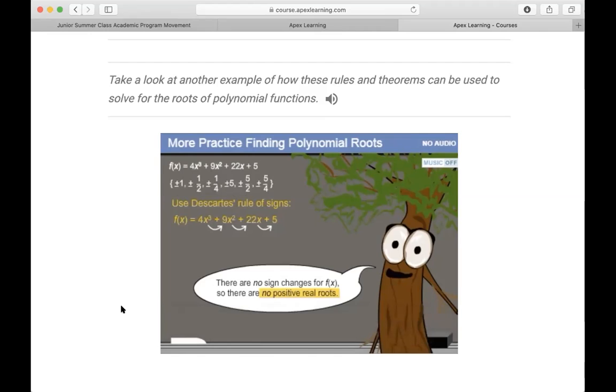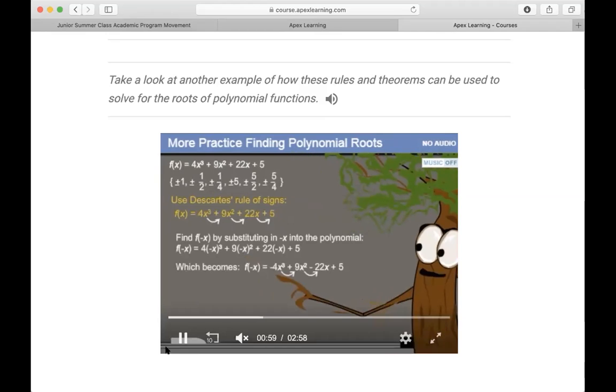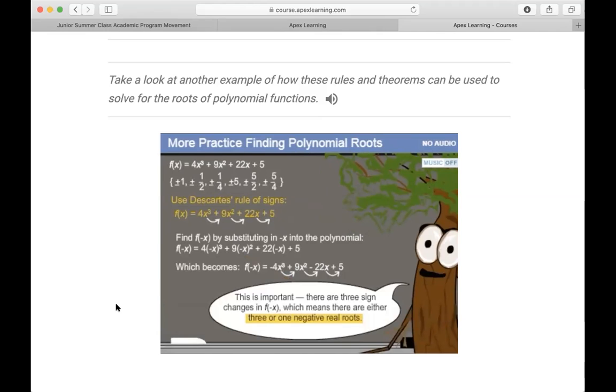Then we look at f of negative x. We substitute in negative x, and what we find is negative, then positive, then negative, then positive. So we have three sign changes. That means there are either 3 or 1 negative real roots.